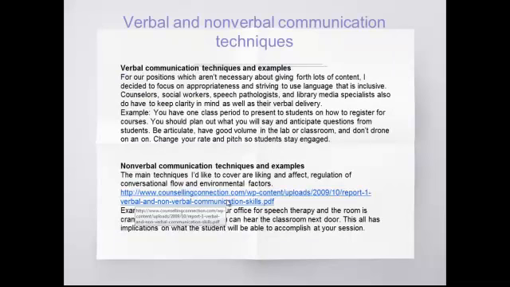We're moving on to verbal and nonverbal communication techniques. For our positions, we aren't necessarily standing up lecturing the entire time, so the verbal technique that I'm choosing to focus on is the appropriateness. Also being appropriate with our students' parents, administrators, staff, and striving to use language that is inclusive. These are two things that I really took away from the textbook I'm using here.